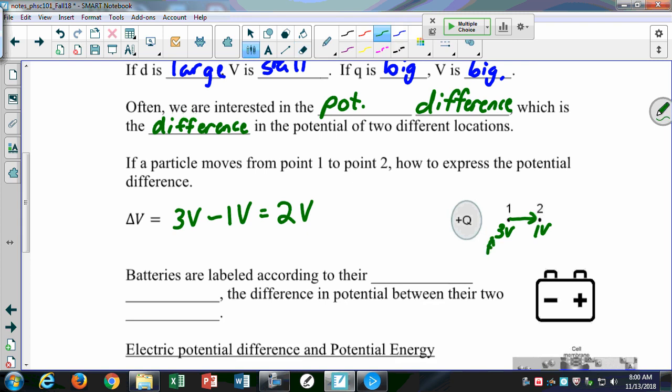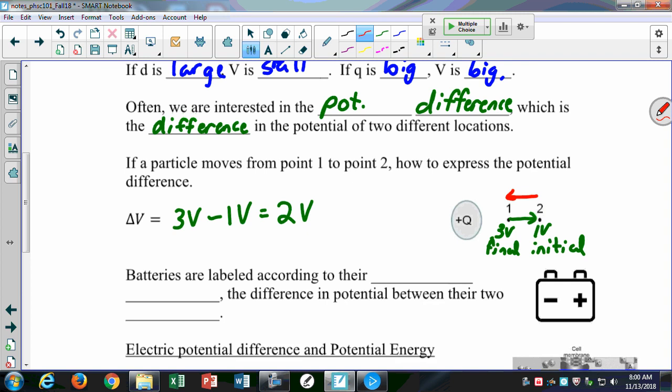Final. And initial. So 3 minus 1. But look, you can also move in these directions. How would you move from 2 to 1? What kind of charge would move from 2 to 1?